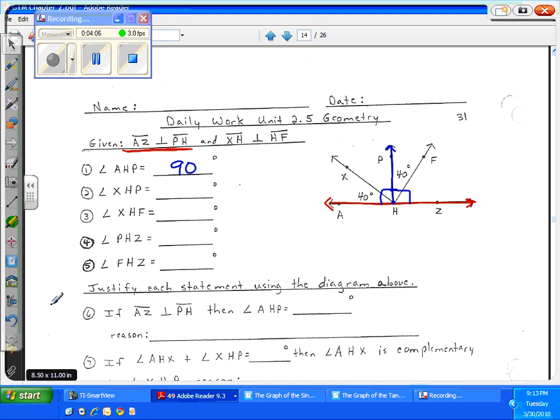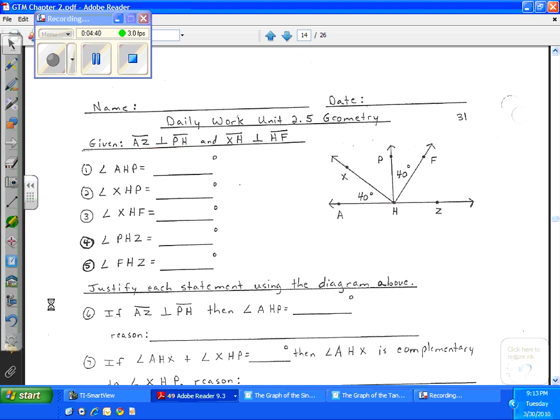Now it's asking here for angle XHP, X to H to P is this one. All the way here is 90. That much of it is 40. So what's left when you take 40 out of 90 is that angle, which would be 50 degrees, right? And then you could figure the rest of them out from there, you see.